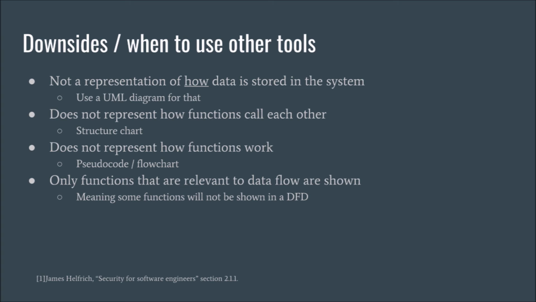Lastly, only functions that are relevant to the data are shown in DFDs. This would include functions that don't have any data, don't store any data, don't have any data passed to them, they don't transform data, they don't pass any data on, just any function that doesn't have any relation to data flow in general. This means that many functions in a system would not be present in a DFD. This can mislead those that are looking at the DFD into thinking the system works differently or is a lot smaller than it really is. This would again be a situation where a structure chart would be useful, as it would accurately show all of the functions in the program.